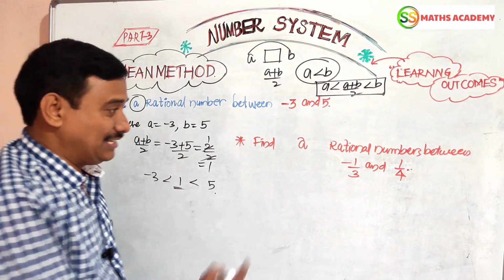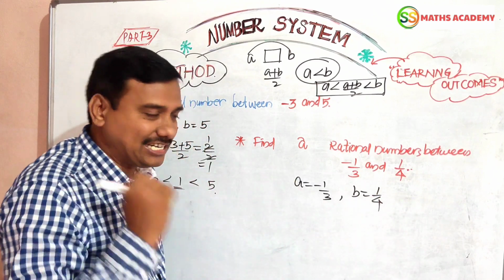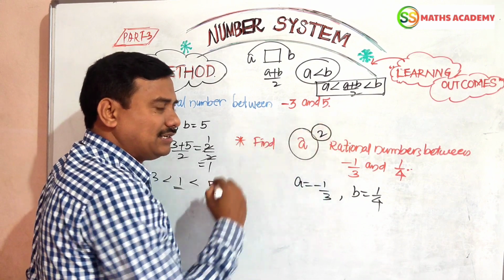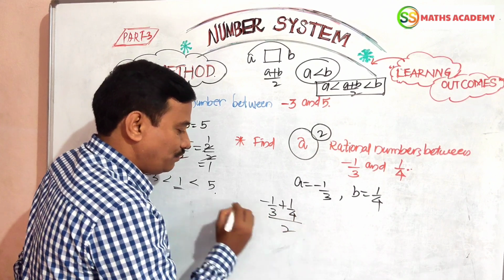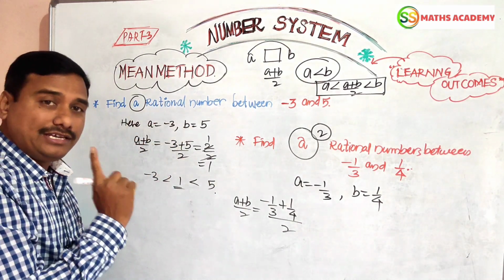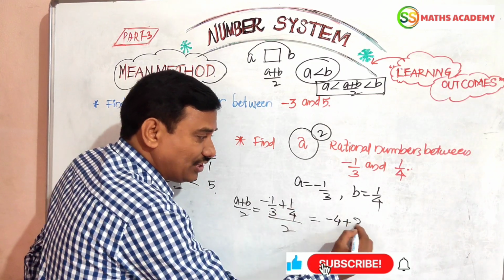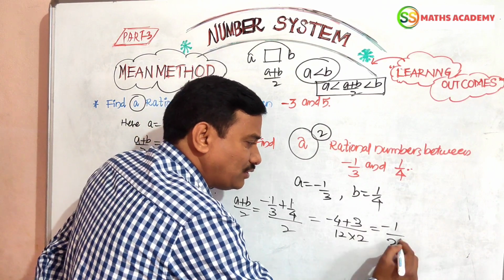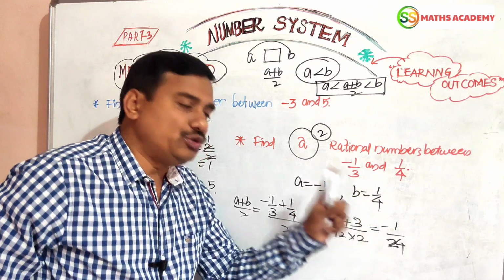Now let us see one more good question, a fraction question. Here A equals minus 1 by 3, B equals 1 by 4. Find one rational number. He is asking here also for one rational number. Suppose he is asking for two rational numbers, no problem, we can do that. Minus 1 by 3 plus 1 by 4, by 2, because the formula is (A plus B) by 2. A is less than B here also, so the condition is satisfied. 4 ones are 4, minus 4. 3 ones are 3. And 4 threes are 12. Already a 2 will be there. So minus 1 by 24 is the first rational number between minus 1 by 3 and 1 by 4.